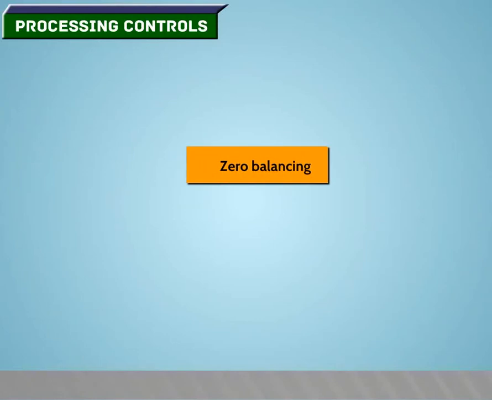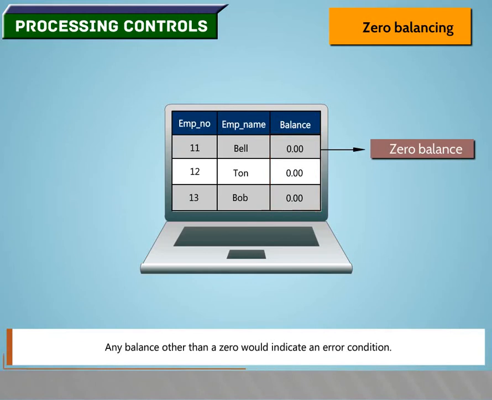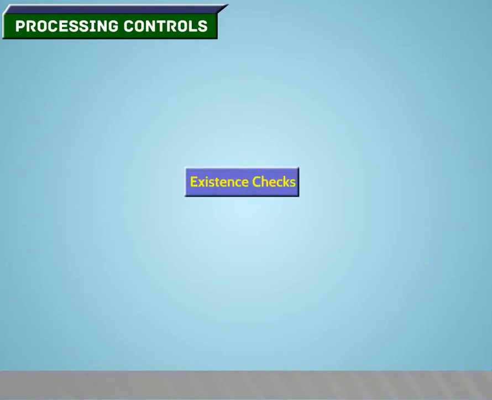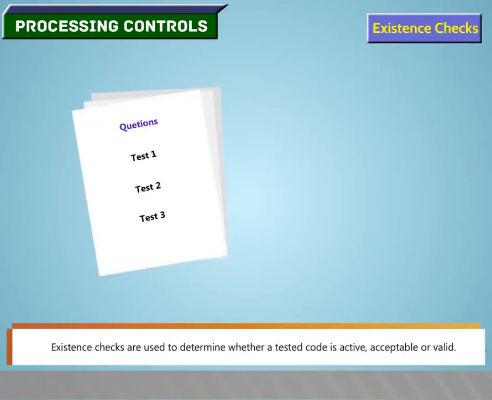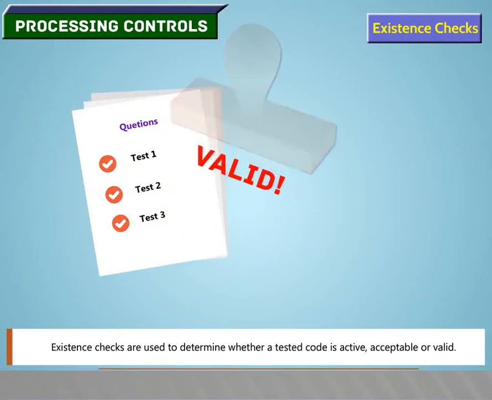Zero balancing. Under this technique, the accumulation of a given quantity or amount field is subtracted from a predetermined beginning balance so as to arrive at a zero balance. Any balance other than zero would indicate an error condition. Existence checks. Existence checks are used to determine whether a tested code is active, acceptable, or valid.